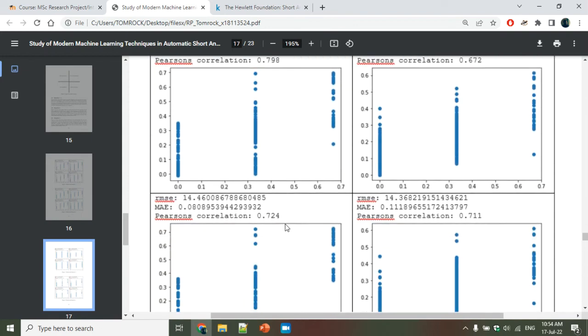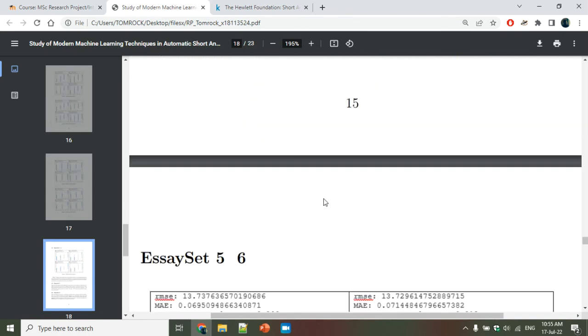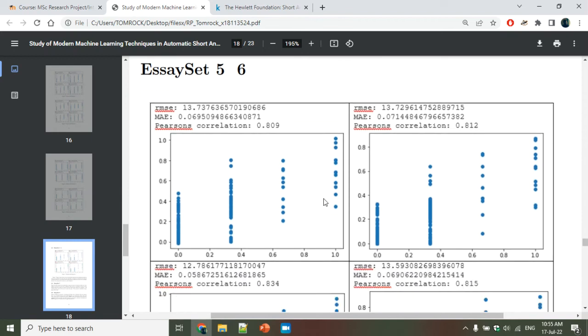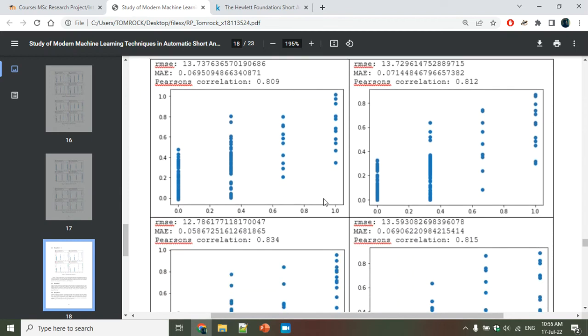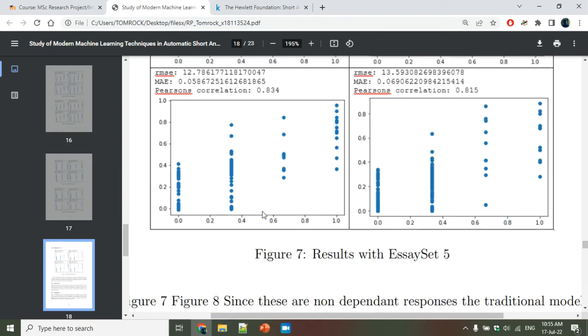Now we see the fourth one. In the fourth one, BERT again did well, with the least RMSE. The Pearson correlation is not that great, but it's fine. Then the fifth and sixth are the ones which actually did well. Their Pearson correlation is good and they have a low RMSE, because this is a point-based answer.